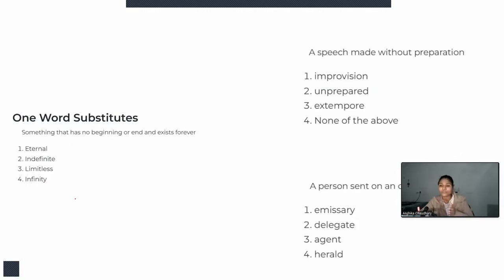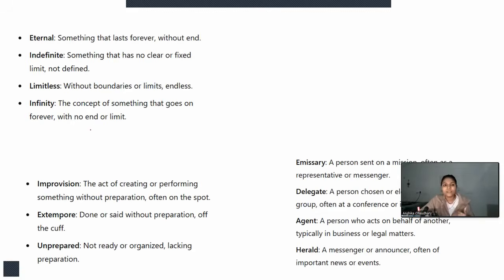Moving forward, these types of questions were also asked in Deloitte, in the 2024 exam. Something that has no beginning or end and exists forever is called eternal. That is our soul, eternal. Now, what is indefinite? That which has no fixed criteria, which is not definite, not certain, is called indefinite. Limitless means that has no limits. And infinity means the concept of something that goes on forever.